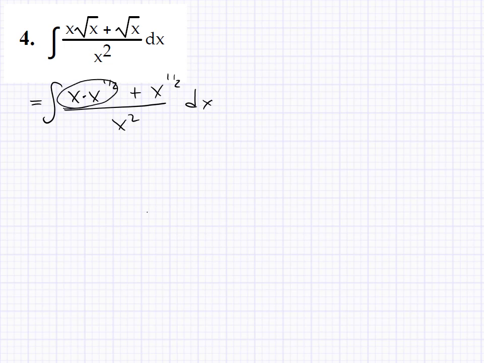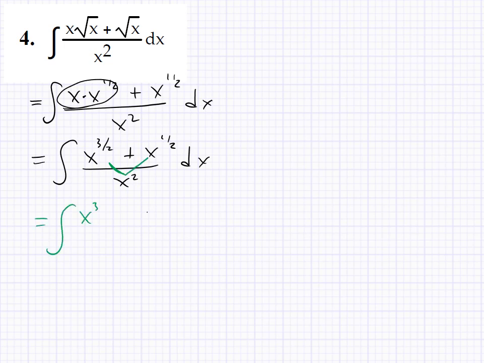Then these two come together to give me x to the 3/2 plus x to the 1/2 over x squared dx. Then what I'm going to do is split this apart into two separate fractions. Okay, I'm going to write this as x to the 3/2 over x squared plus x to the 1/2 over x squared, all dx.